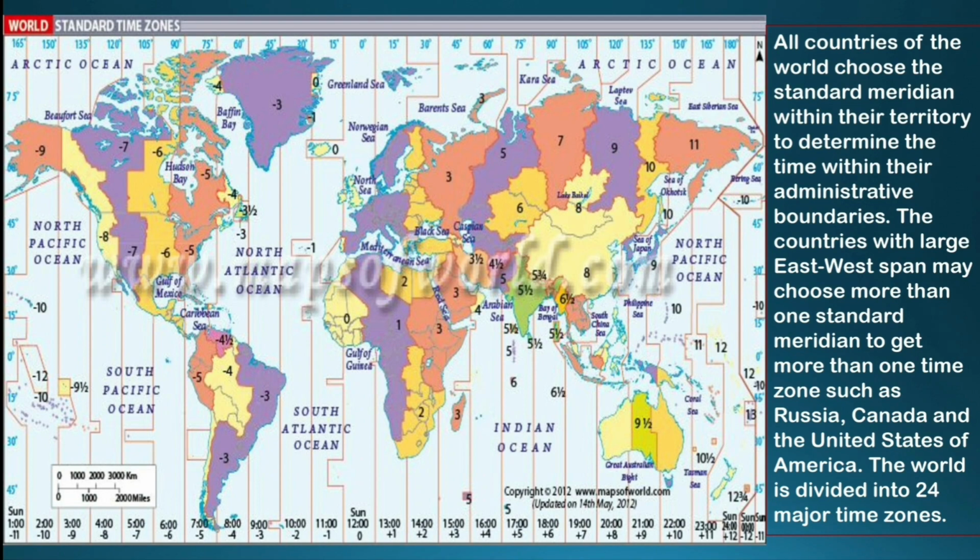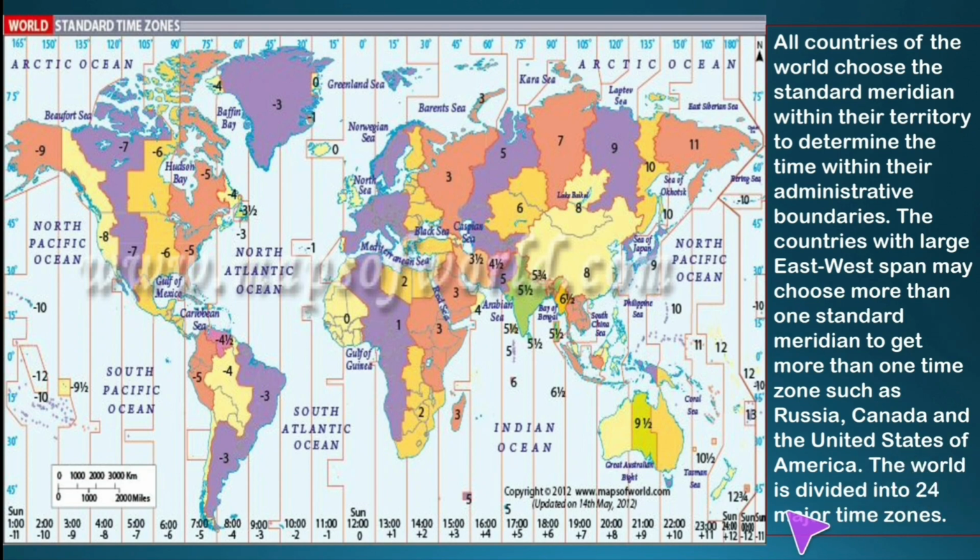Here you can see the map of standard time zones and observe this one, and inside that you can find 24 time zones. All the countries of the world choose the standard meridian within their territory to determine the time within their administrative boundaries. The countries with large east-west span may choose more than one standard meridian to get more than one time zone, such as Russia, Canada, and the United States of America, etc.